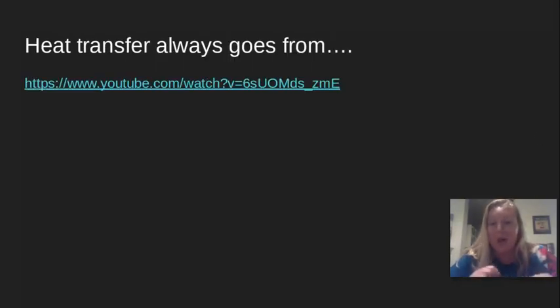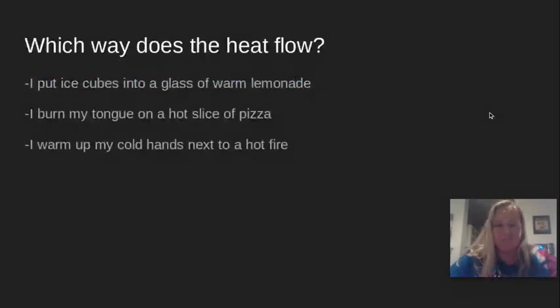Heat transfer always goes from hot to cold. So remember, heat always goes from hot to cold. Transfers from hotter objects to cooler objects.